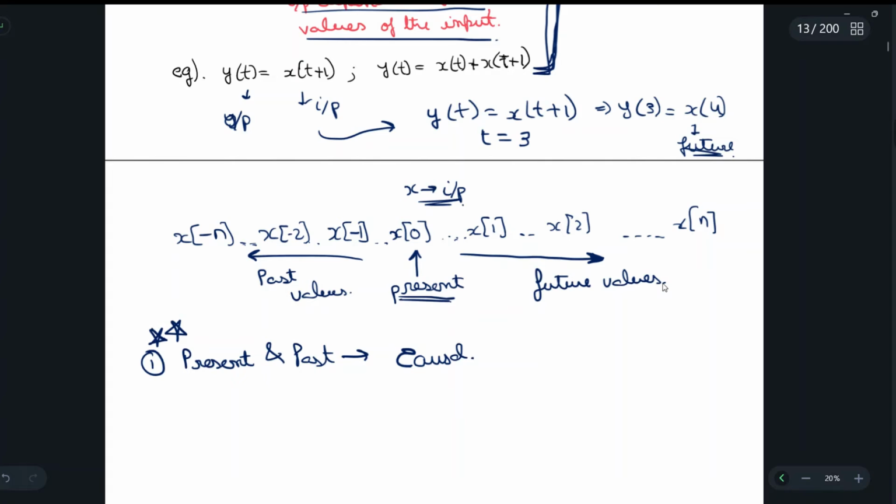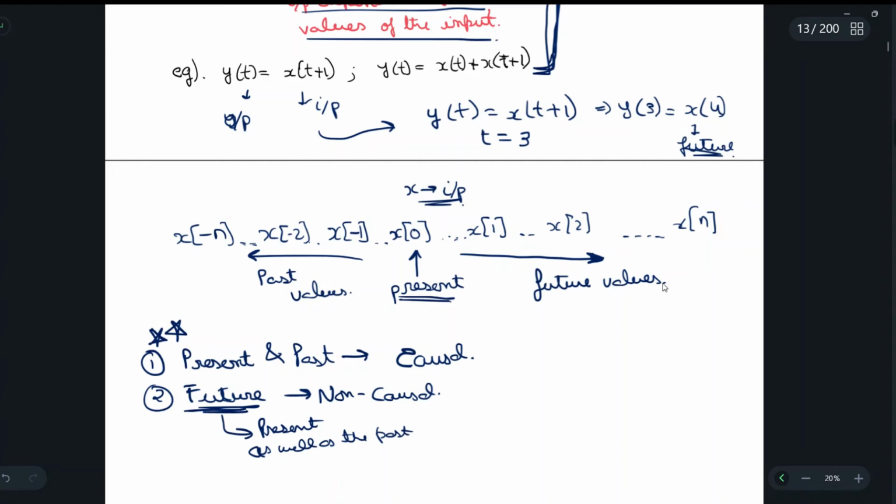And whenever we have the future with us, that is, we have future inputs, that is, the output is dependent on the future input, then it is a non-causal system. In this case the output can also depend on the present as well as the past.